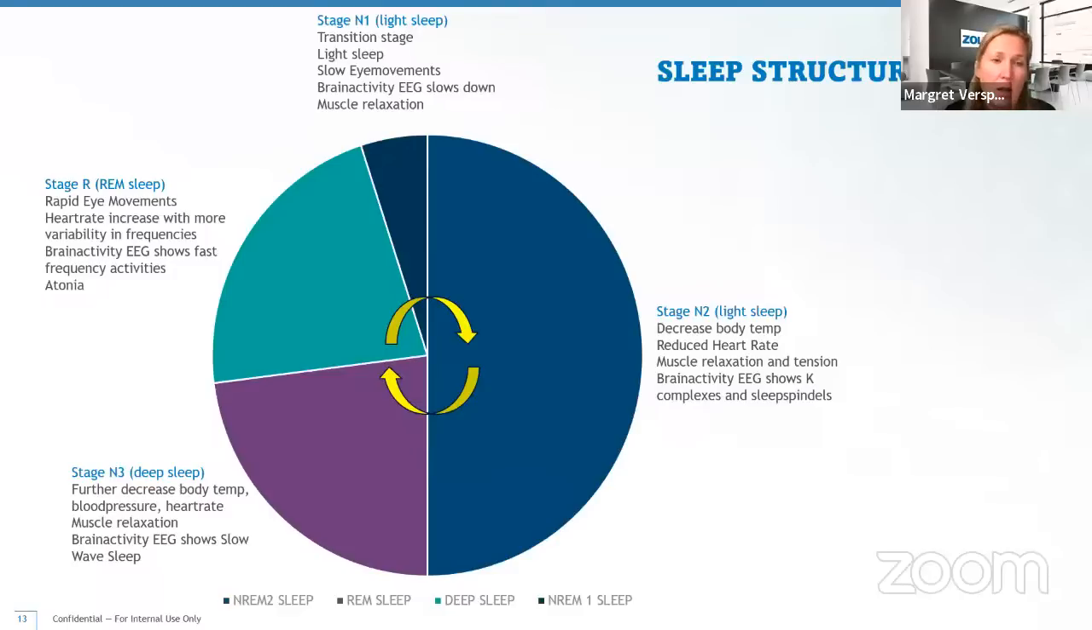We see this in patients with Parkinson's disease, for example. In patients with specific neurological disorders like Parkinsonism, we can see that they lose the atonia, and they have what we call REM sleep behavior disorder. So they act out their dreams because they don't have the atonia. REM sleep is about 20 to 25% of the night, and deep sleep is also 20 to 25% of the night.